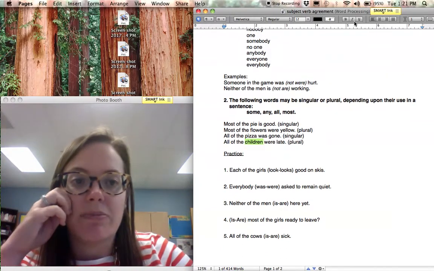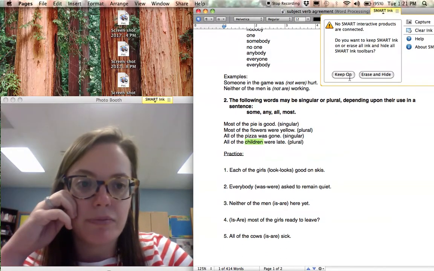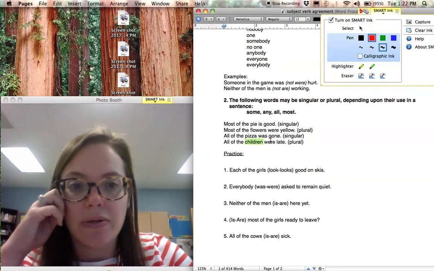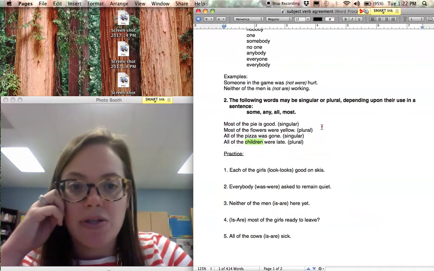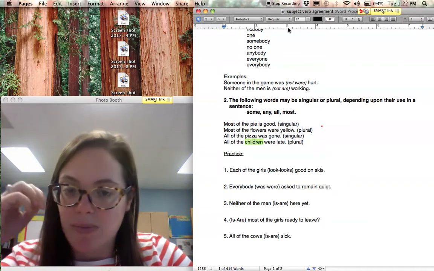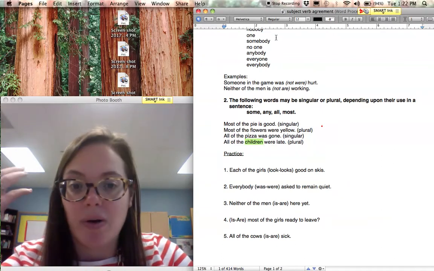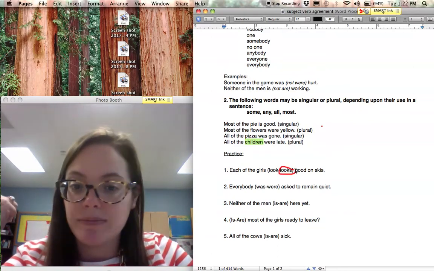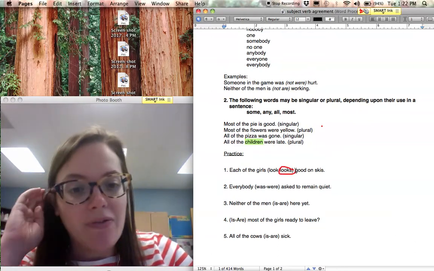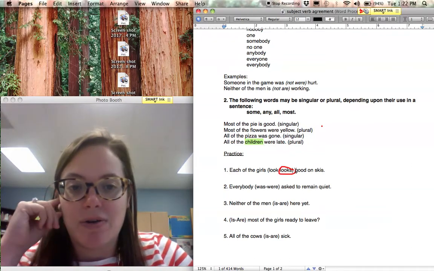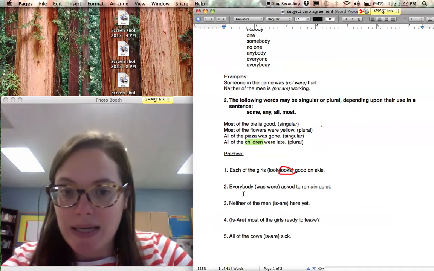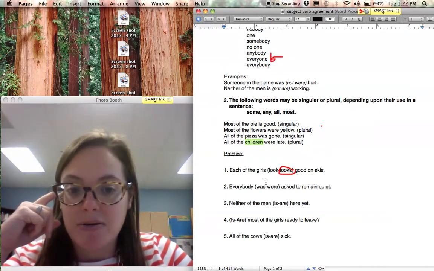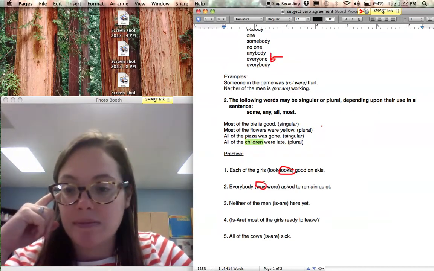So let's do some practice together. All right, so each of the girls look or looks good in skis. So each is one of those words that we saw with rule number 1, where it's always singular. So I'm going to say each of the girls looks good. Number 2, everybody was or were asked to remain quiet. So again, everybody is one of those words from rule 1, where it's always singular. So I'm going to say everybody was.